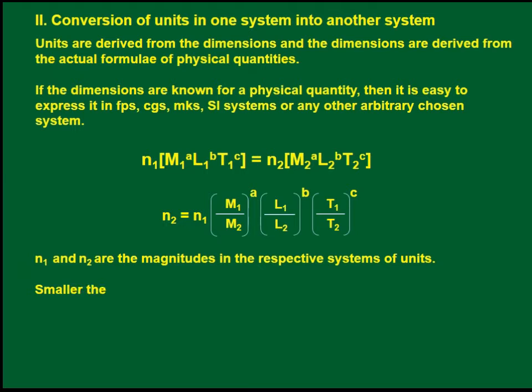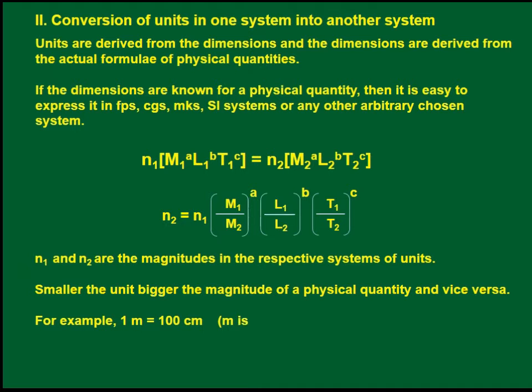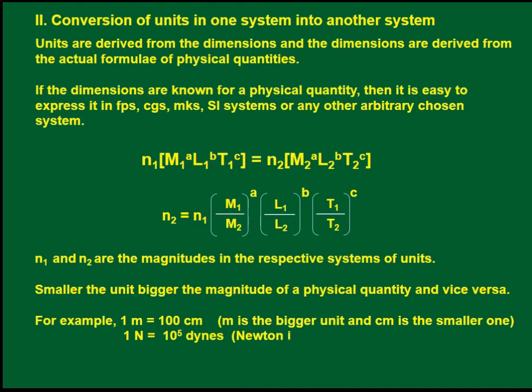Some examples. One question is, Joule is a unit of energy or work in SI unit system, and erg is a unit in CGS. The dimensional formula of energy or work is M L square T to the power minus 2. So units from dimension in SI and CGS units are kg meter square per second square and gram centimeter square per second square respectively. Now I'm going to change 1 joule into the corresponding erg. So n1 is equal to 1 joule, n2 equal to how many erg I do not know.